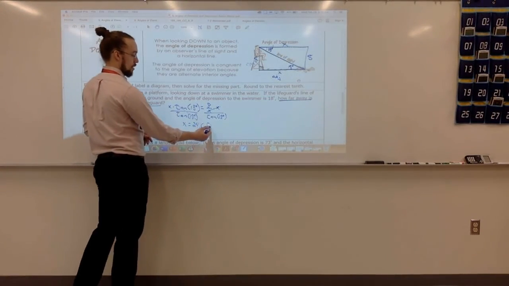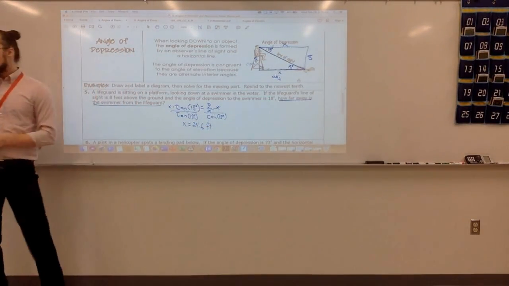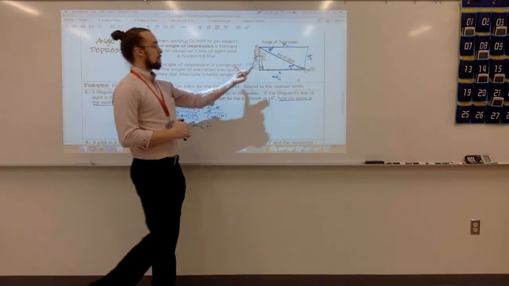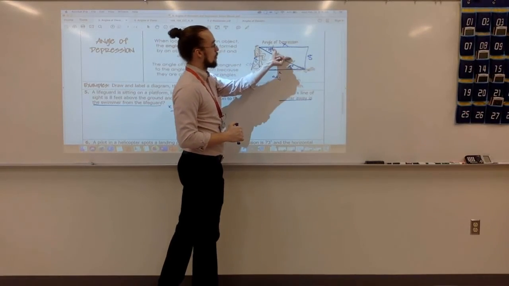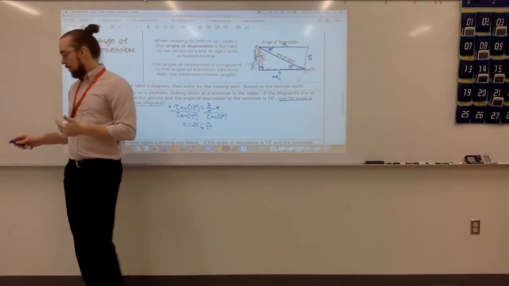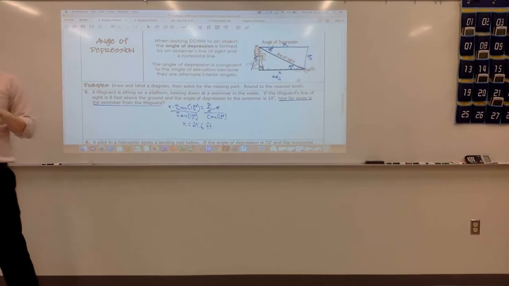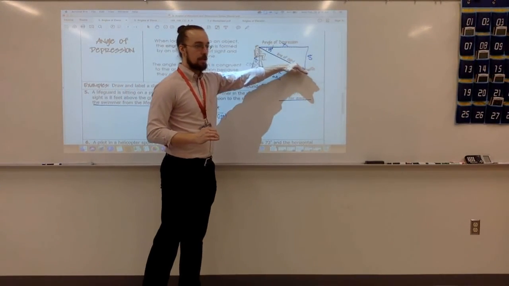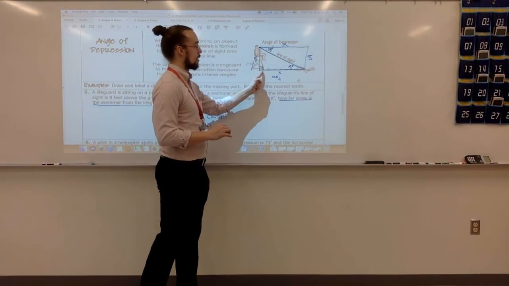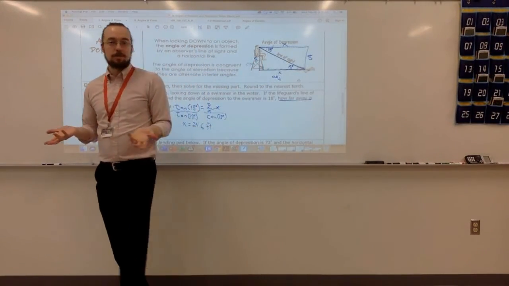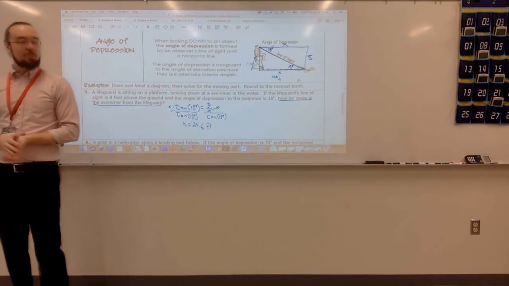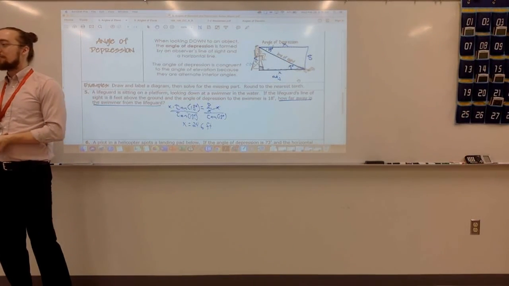Feet. Okay, so I guess one way to clear up the ambiguity on whether you're solving for this side or this side would be to think, how is this lifeguard going to get to that swimmer? Is he going to fly along this line, or is he going to have to get out of the chair and go along the ground? Probably not from the top of the chair.